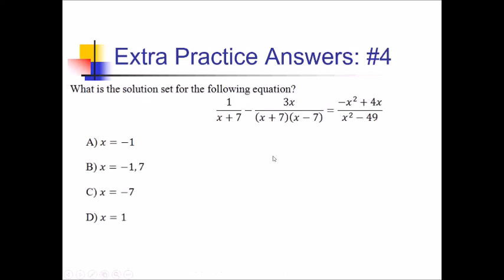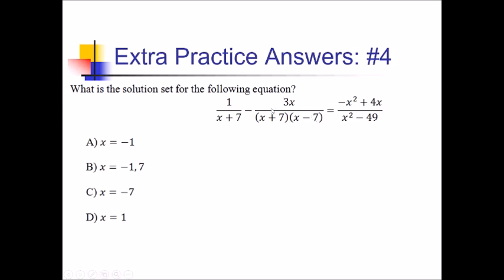For this problem, we want the solution set for this equation here. So we've got combinations of 1s and 7s and negative 1s and negative 7s. So to get to the bottom of this thing, we're going to try to get rid of those x's in the denominator by multiplying everything by the least common denominator. So the LCD has everything I need to cancel out my denominators.